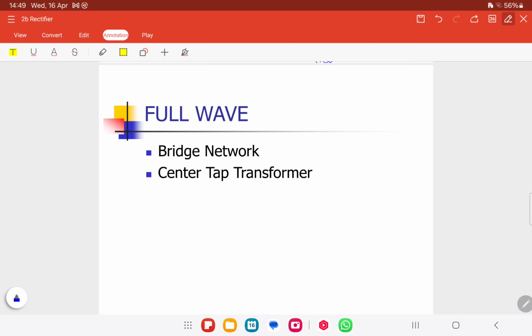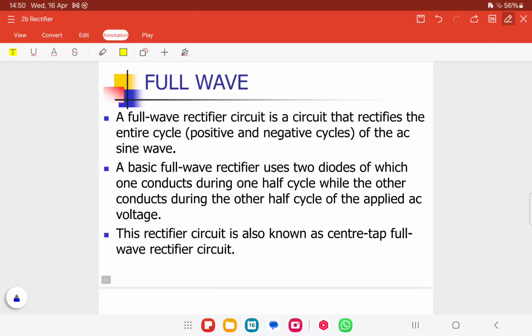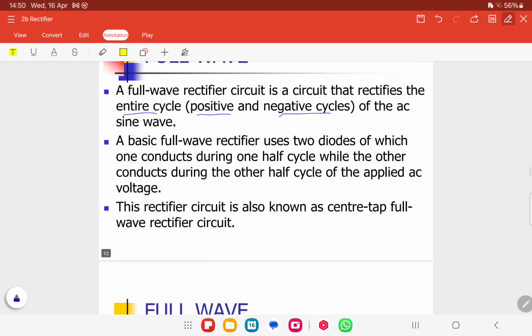Alright, so tadi is half wave. Half wave is only either positive or negative cycle. Okay, so if we go for full wave, it can convert high AC to low DC. Maksudnya if we want 5 watts only, so we can use this full wave juga. And for full wave, rectify the entire cycle for both positive and negative. Okay, and for half wave, we only have one diode kan.